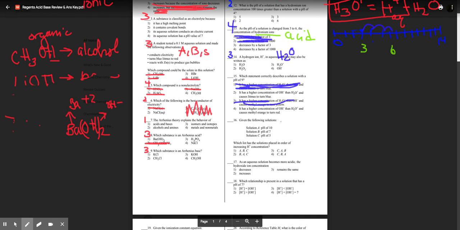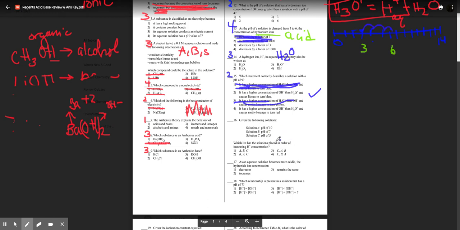Let's take a look at Table M. In a base, litmus is going to be blue in those high pHs. So litmus turns blue. So that's probably our answer, but let's just double check. Methyl orange turns red. Nope, can't be that one because red will be a low pH, 3.1 or below, in methyl orange. And that's not what we want. So we want choice 2.